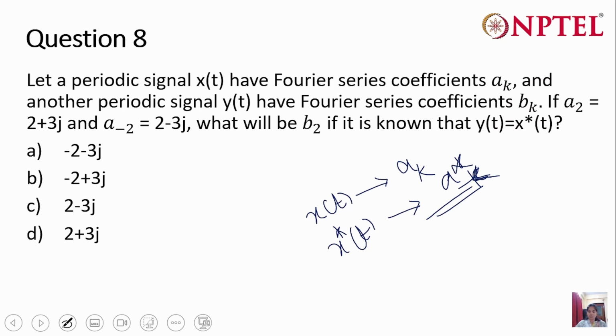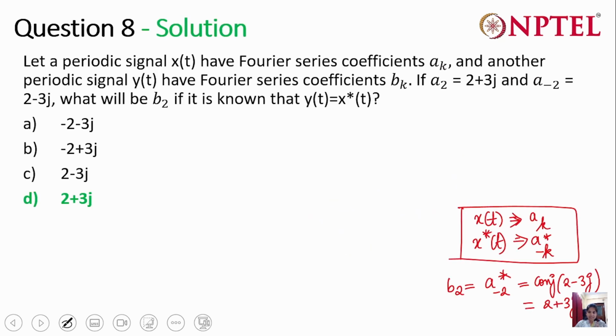Just the two properties we saw at the start of the session. So it is a minus k conjugate. So there is a minus, there is a conjugate. So if we need to find b2, it is a minus 2 conjugate. So a minus 2 is 2 minus 3j. Conjugate of that is 2 plus 3j. So the answer is 2 plus 3j.